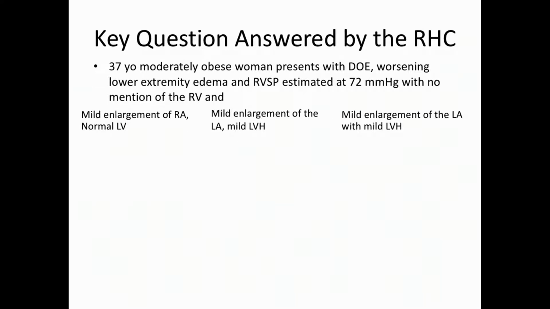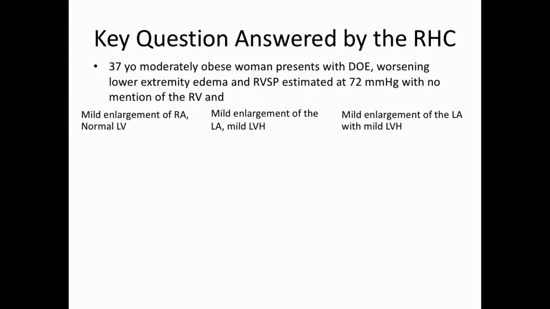So if we think about the pulmonary artery catheter and what it tells us, I wanted to show you a couple of examples. This is a 37-year-old moderately obese woman who presents with dyspnea on exertion. She has worsening lower extremity edema and an echocardiographically estimated right ventricular systolic pressure of 72 millimeters of mercury with no mention of the right ventricle.